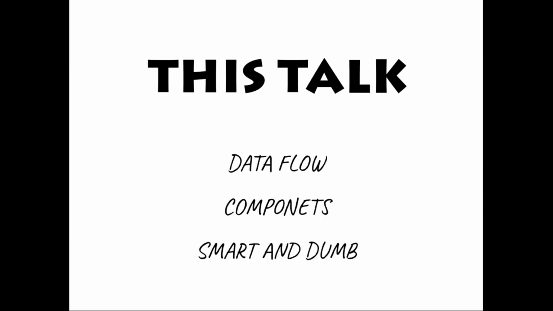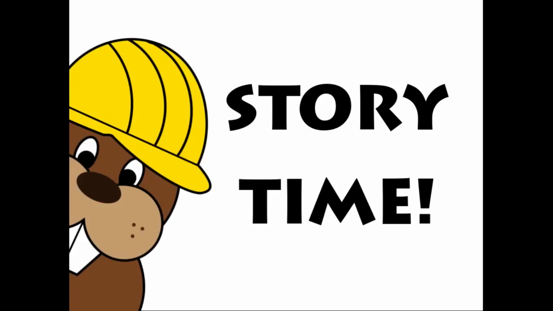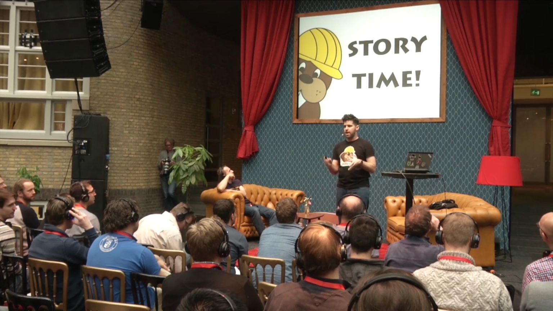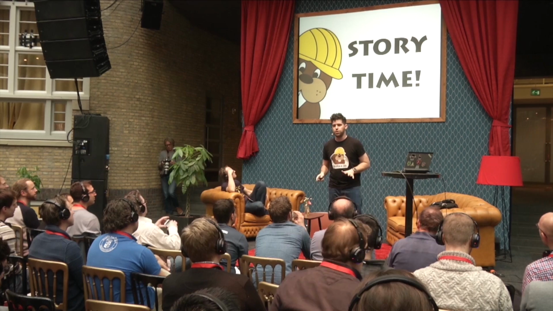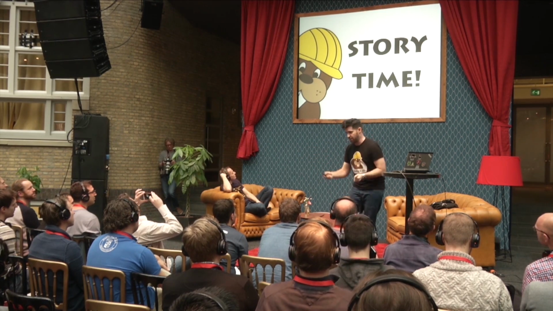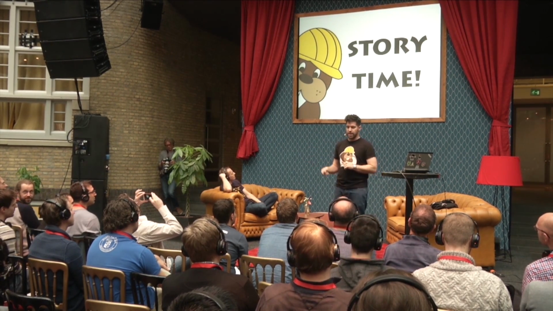So what we're going to talk about today is data flow. Three things: data flow, components, and smart and dumb components. So let's start by telling a story. This is a true story. It happened to me and to some of my friends. Probably it happened to you too, or to some of your friends. And it goes like this.